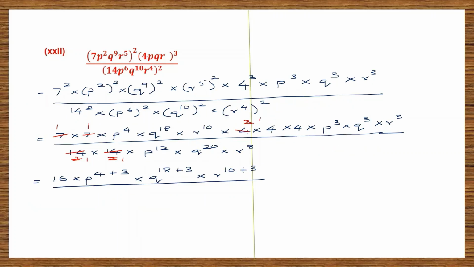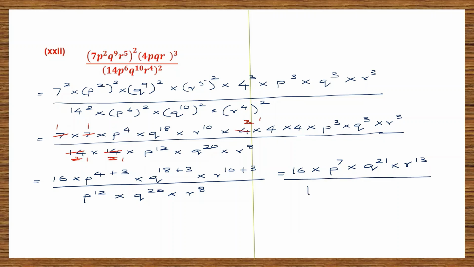In the denominator we have p to the power of 12 into q to the power of 20 into r to the power of 8. So this is equal to 16 into p to the power of 4 plus 3, which is 7, into q to the power of 18 plus 3, that is 21. So let's write 21 here, into r to the power of 10 plus 3, which is 13. So that is in the numerator. Now in the denominator we have p to the power of 12 into q to the power of 20 into r to the power of 8.